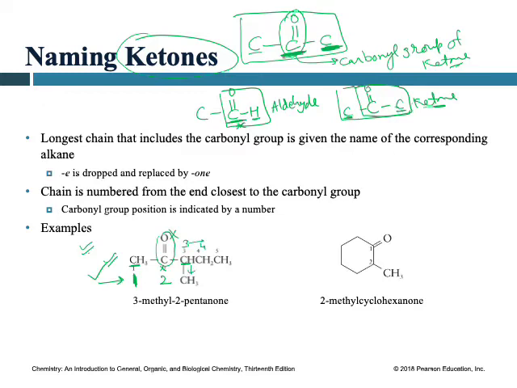4, 5. So how many carbons do we have in total in our parent chain? We have 5 carbons, and this is the carbon that acts as a substituent. So how do we name it? 3-methyl. On the third carbon you have a methyl group, and the carbonyl group is present on which carbon for the ketone? On the second carbon.